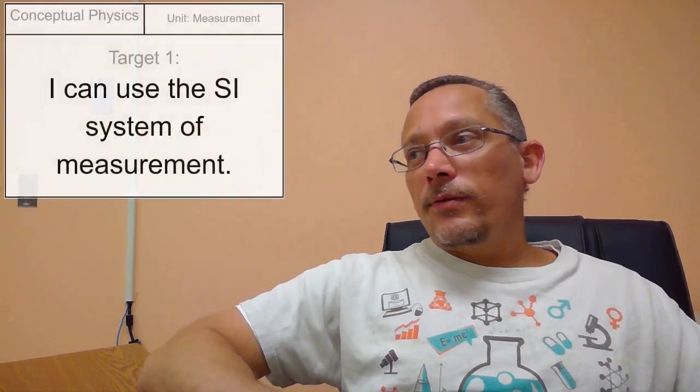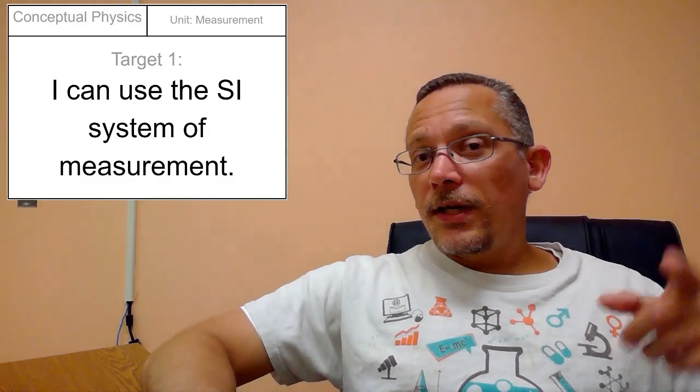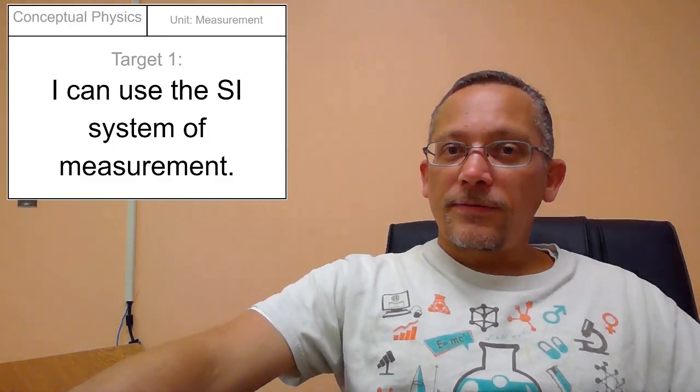Why is it SI instead of IS? Because it comes from French, right? In French, they put the word international after the word system, so system international instead of international system. I would say it for you, but I don't speak French and it would just sound stupid if I said it. Anyway, it's the International System of Units, the SI system, otherwise known as the metric system. And our target is to be able to use the SI system of measurement. So let's go ahead and take a look at some of this stuff.